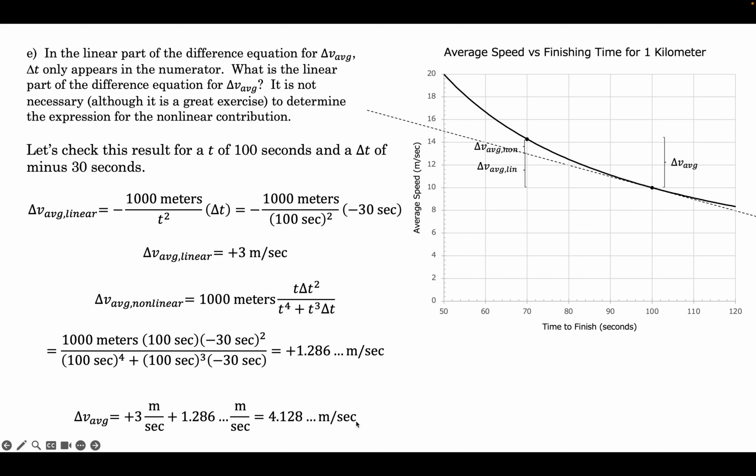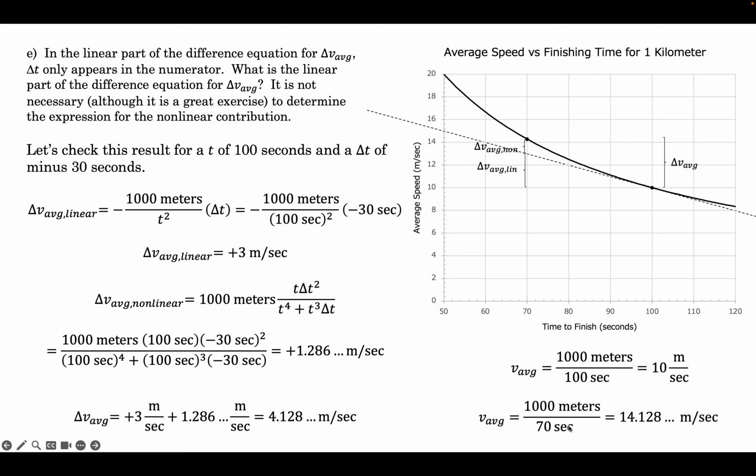And we can check this with the normal equation. If it takes 100 seconds to finish the race, your average speed is 10 meters per second. We've seen that before. And if we plug in 70 seconds for t, we get 14.128 meters per second. And the delta V of 4.128 is consistent with that result. So we can see that the linear part is not that accurate because we went too far away. But if we put in the nonlinear part, we get the exact answer. That's problem 3.